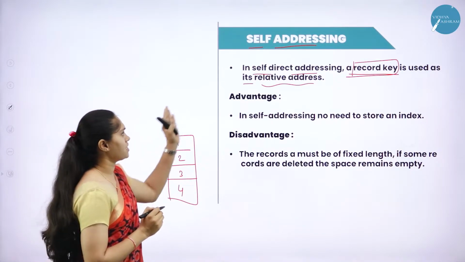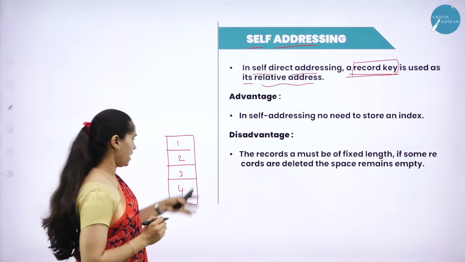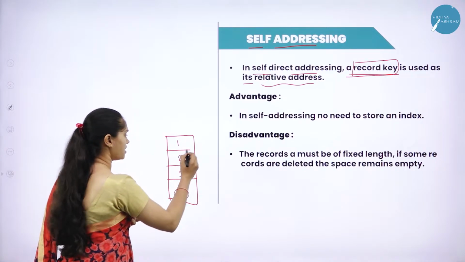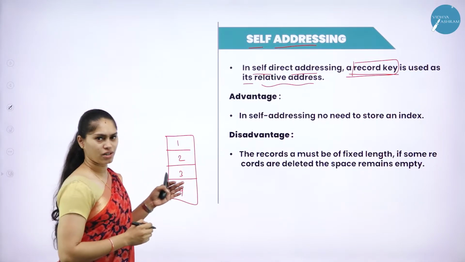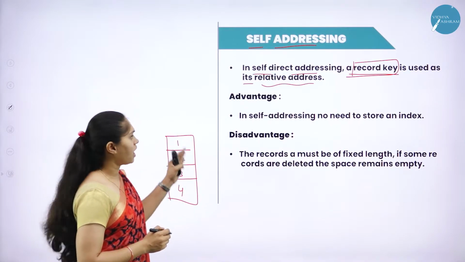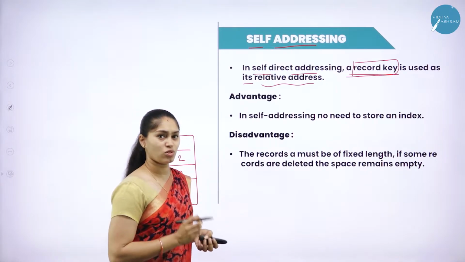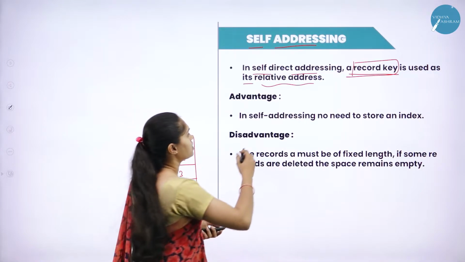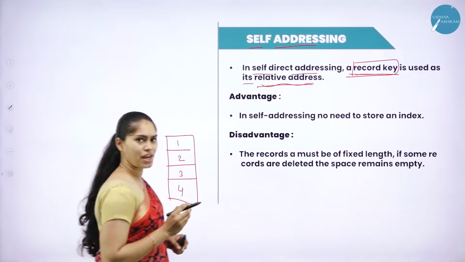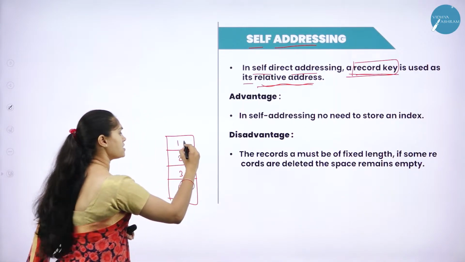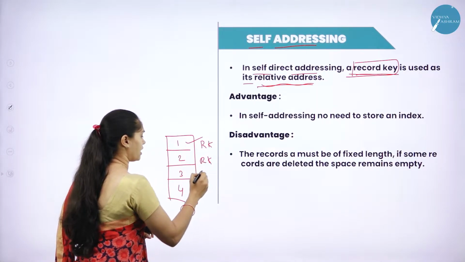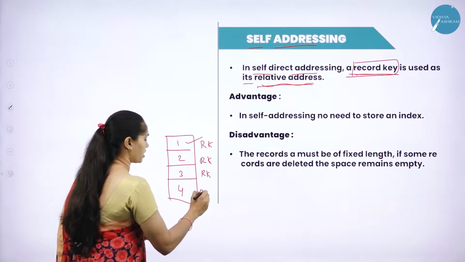So this is self-addressing in the sense that by default it gives the indexing for itself. For example, it will consider these as 1, 2, 3 and 4. It is only giving the address to itself, or index to itself. Then how am I going to use this self-direct addressing mode? The record key is used as a relative address. So we are going to have a record key: record key 1, record key 2, record key 3 and record key 4.